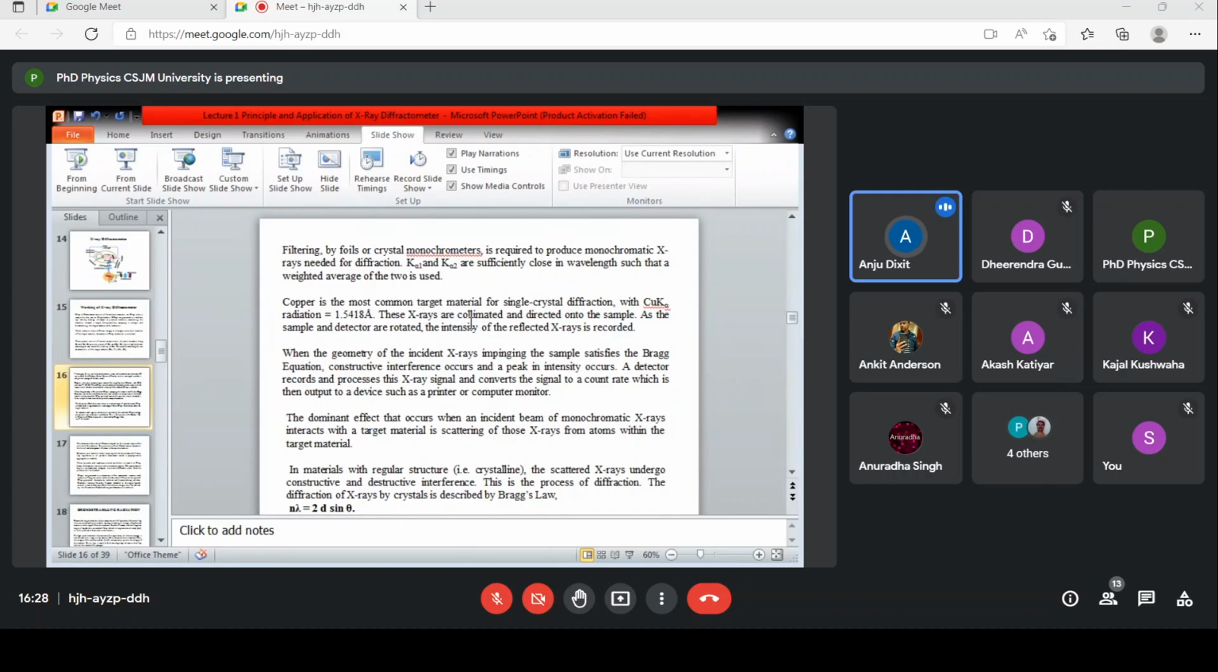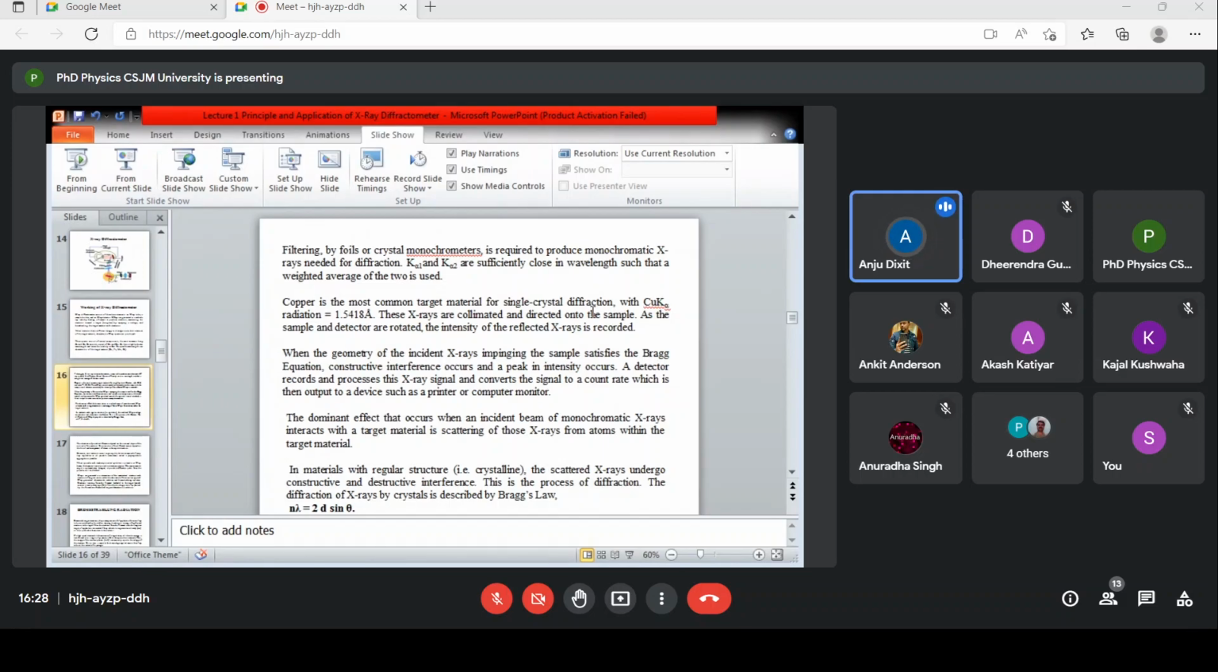So copper is the most common target material for single crystal diffraction. With copper K alpha radiation, that is 1.418 angstrom, these X-rays are collimated and directed onto the sample. As the sample and the detectors are rotated, the intensity of the reflected X-rays is recorded. So just recall the Bragg's law, how it works.